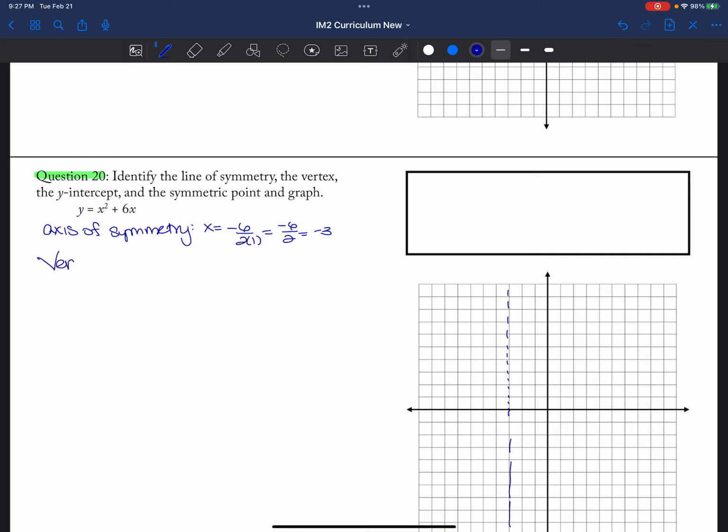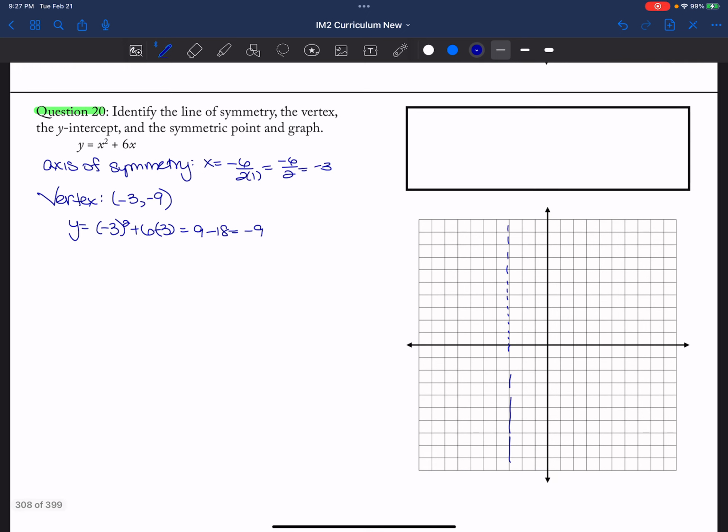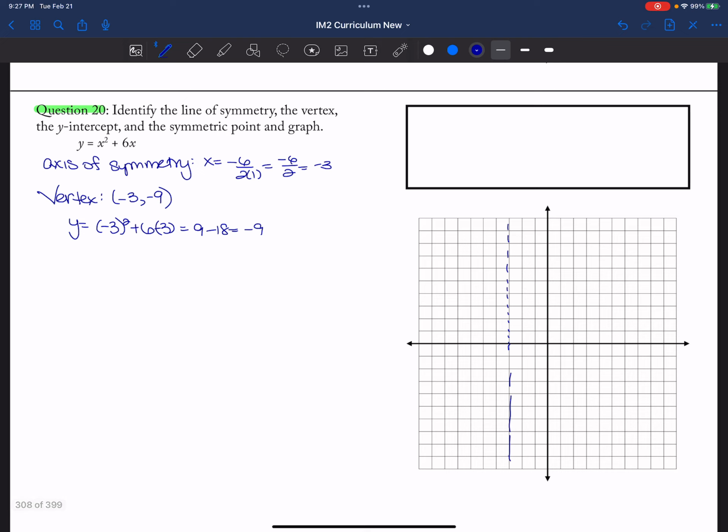And then my vertex is negative 3 comma somebody. So y is equal to negative 3 squared plus 6 times negative 3. So then I get 9 minus 18, which is negative 9. So my vertex is down here. 1, 2, 3, 4, 5, 6, 7, 8. 1, 2, 3, 4, 5, 6, 7, 8, 9. Yeah, okay, that's right.